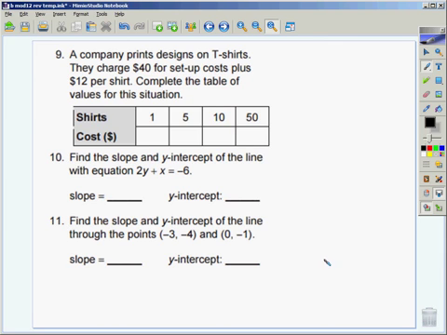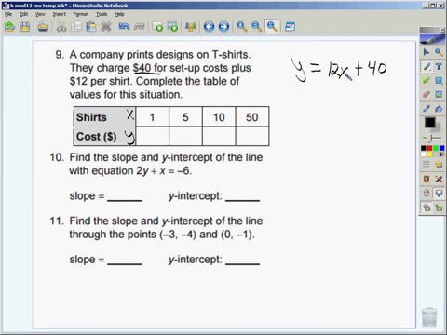Number 9. When they gave me these values, in all fairness, if I'm reading this problem, I probably would write out the equation. It says that it's a $40 setup fee. Is that once? Or is that each time they make a shirt? It's one time. It's a setup fee. What are they charging per shirt? That's the slope. There's the equation. And this really represents x, and this represents y.